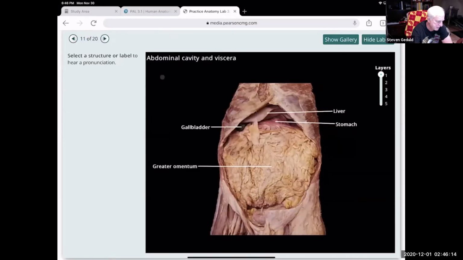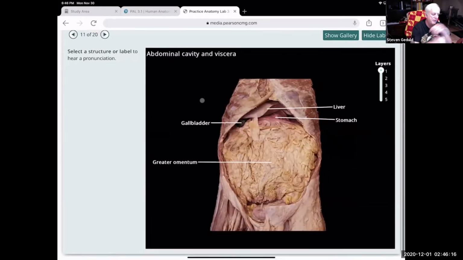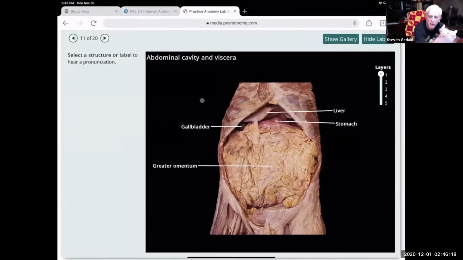Let's go two at a time here. Abdominal cavity. Okay. At the very top, you can see the lobe of the liver extending down. You can see the stomach. Okay. And from the stomach, you have the greater omentum. Remember, the greater omentum is along the greater curvature of the stomach. The lesser omentum is on the lesser curvature of the stomach. Okay. And then you see the gallbladder underneath the liver above the stomach.